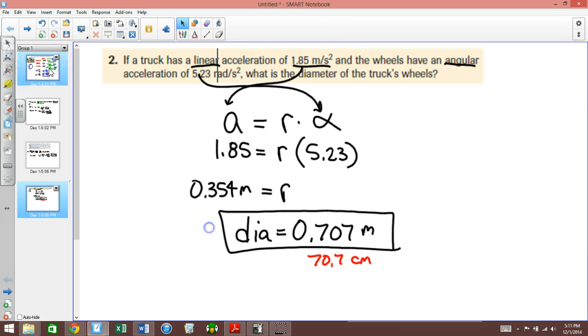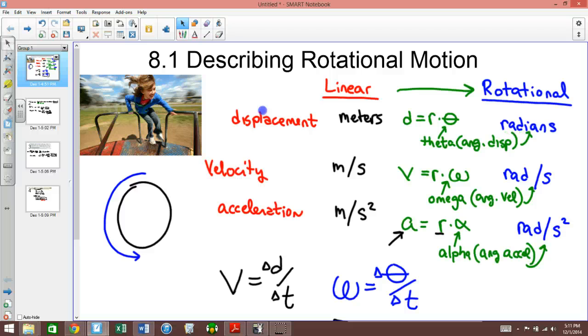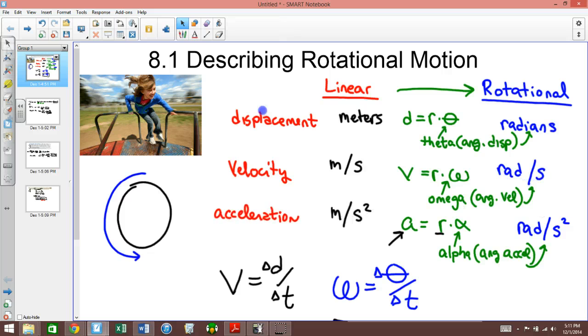So in summary, describing rotational motion is really, really similar to describing linear motion. We've got linear displacement, and we've got rotational displacement. Linear velocity in meters per second, angular velocity in radians per second. Linear acceleration in meters per second squared, rotational acceleration in radians per second squared. So if you spin something and it's getting faster or slower, it has angular acceleration. If you spin something at a certain speed, it's got angular velocity. And how many times it rotates? Angular displacement.